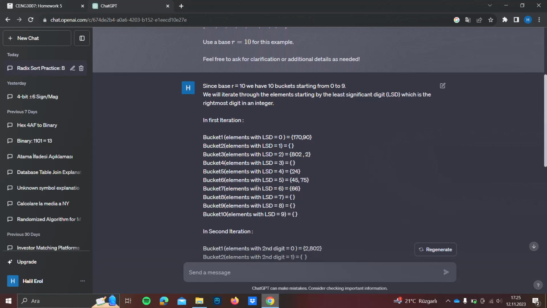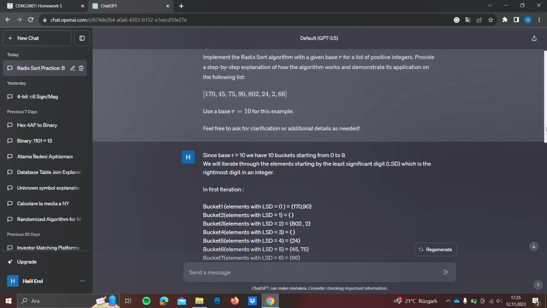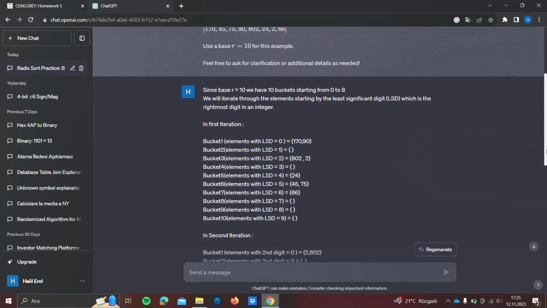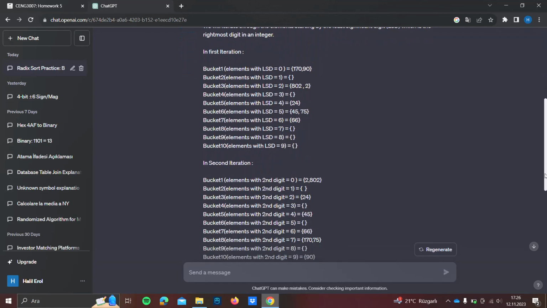In the bucket for digit 5, we are putting elements with least significant digit equals 5, which is 45 and 75. In the bucket for digit 6, we are putting elements with least significant digit equals 6, which is 66. And the remaining buckets are also empty because we don't have such numbers to put here. So we're done with our first iteration. We checked all numbers' least significant digits.